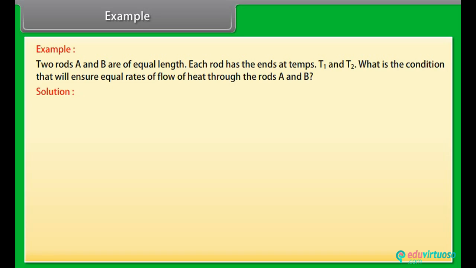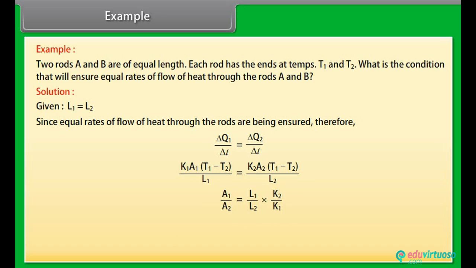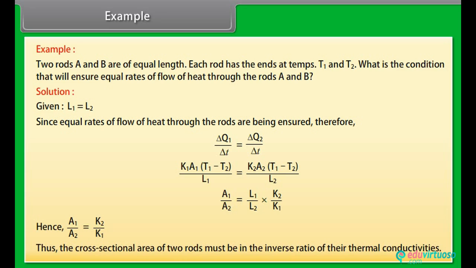Let's see the solution. Given L1 = L2, since equal rates of flow of heat through the rods are being ensured, therefore ΔQ1/Δt = ΔQ2/Δt. On solving the expression, we get A1/A2 = (L1/L2) × (K2/K1). Hence, A1/A2 = K2/K1. Thus, the cross-sectional area of two rods must be in the inverse ratio of their thermal conductivities.